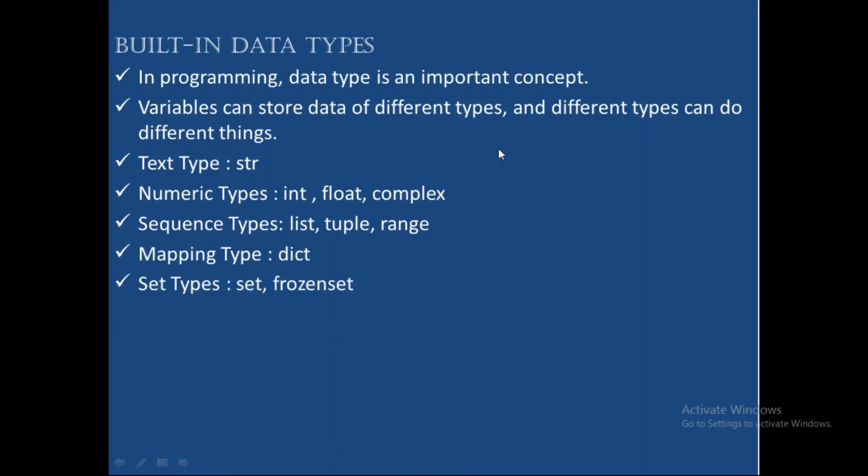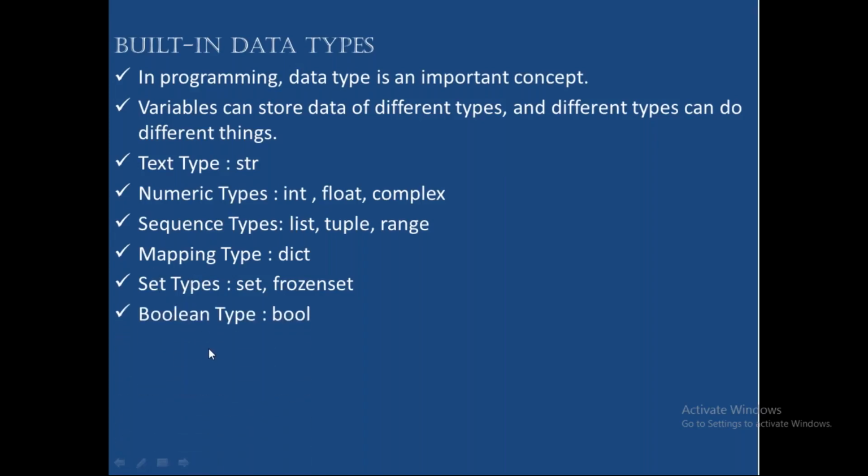Okay. Next is set types. Set types are exactly like sequence types, but set types will not allow duplicates. In list, tuple, range, you can say a equal to 10 comma 10 comma 20 comma 20. But in a set, if you try to give 10 comma 10 comma 20 comma 20, it will just take 10 comma 20 only one time. It will remove the duplicate values. So if you want to remove duplicate values, we need to go for set.